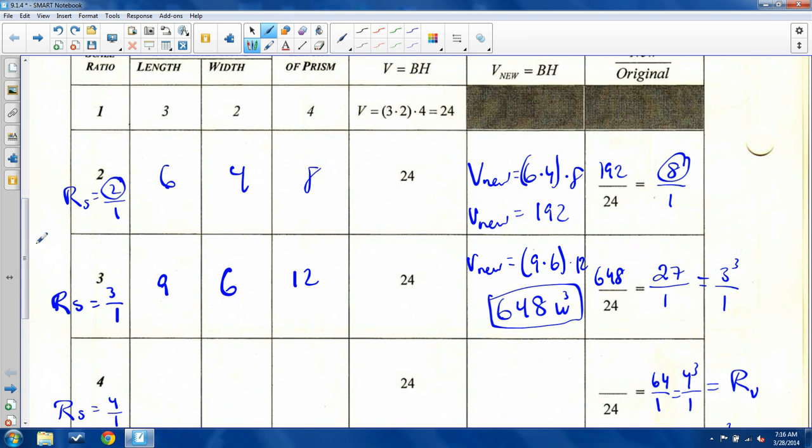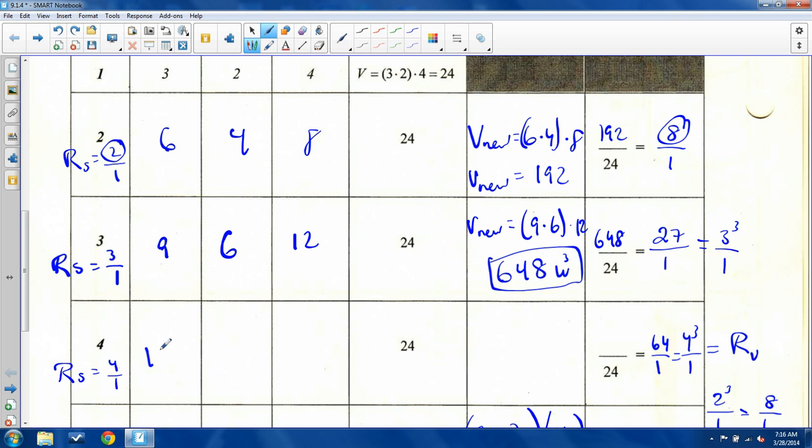Your original length is 3. Everything's 4 times as big. You get 12. 2, you get 8. 4, you get 16. Original volume 24. New volume is area of base times height. 12 times 8 is 96. Let's calculate this. 96 times 16 is 1,536 cubic units. You can use your calculator.